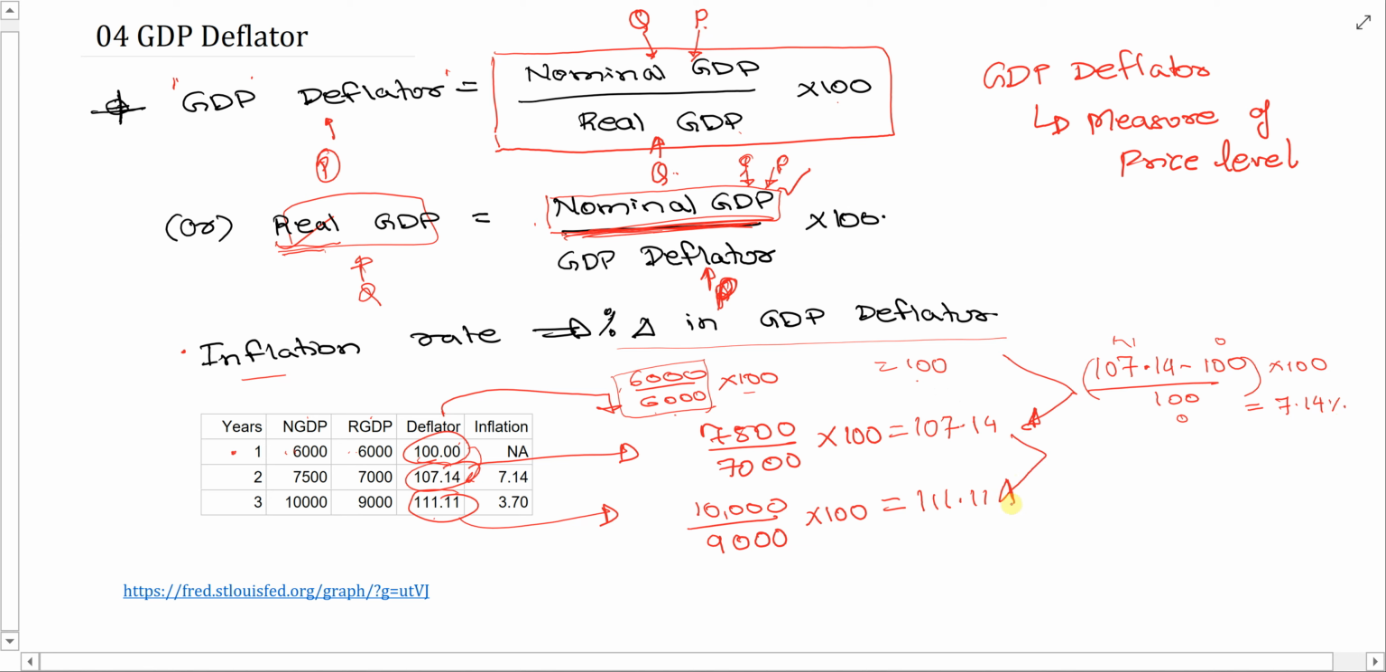But here, how much is the change from 107 to 111? Well, the change is 111.11 minus 107.14. That's how much the change is, but the change is relative to not 100 now, but 107.14. So for the percentage change, to get the percentage symbol, we have to multiply by 100, and that will give you 3.70%. So this is the inflation rate in year 2 and year 3. In the first year, because it's a base year, you don't have any previous year to compare with, so you cannot compute that.